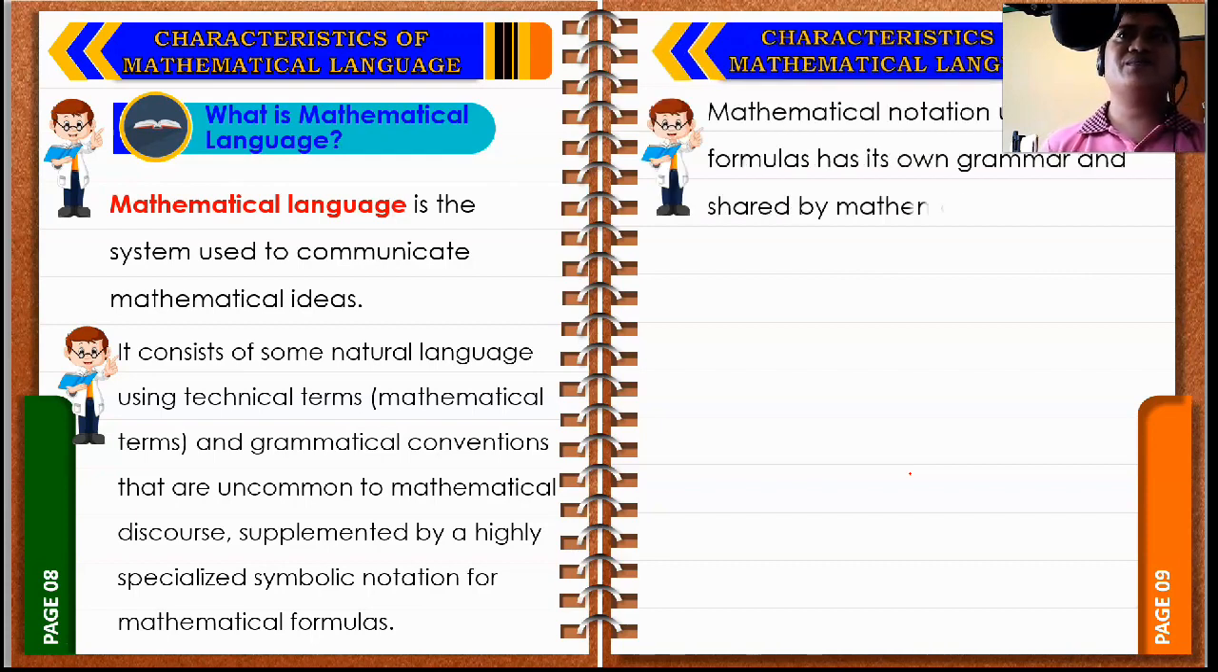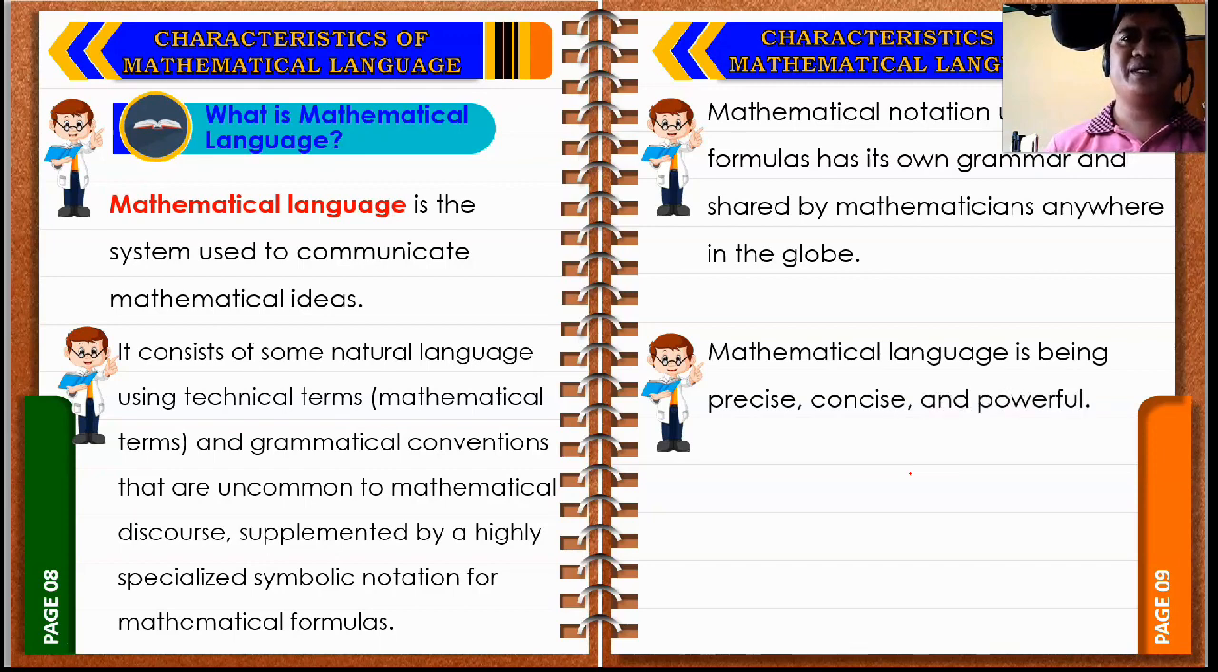So one of the characteristics of mathematical language is that mathematical notation used for formulas has its own grammar, and is shared by mathematicians anywhere in the globe. So we are sharing the same grammar anywhere in the globe. When we say 2 plus 5, the answer is 7. In any other country, 2 plus 5 is also 7. So our grammar here is the same as in other countries. That is what we call the mathematical language, which has its own grammar shared by all mathematicians around the globe.